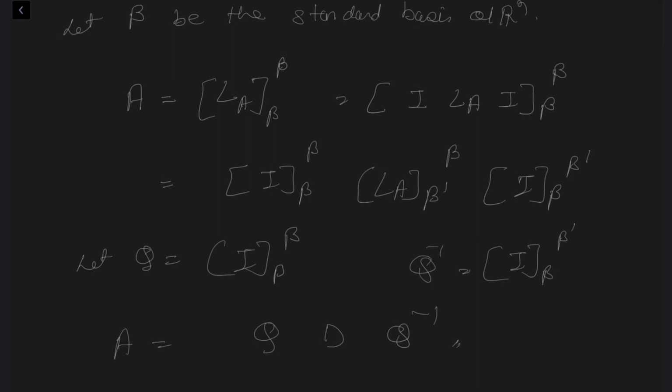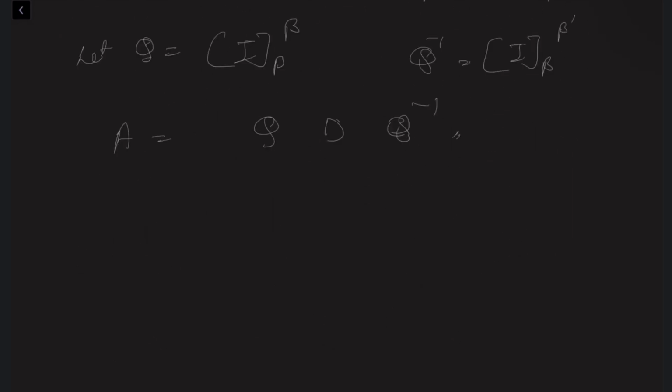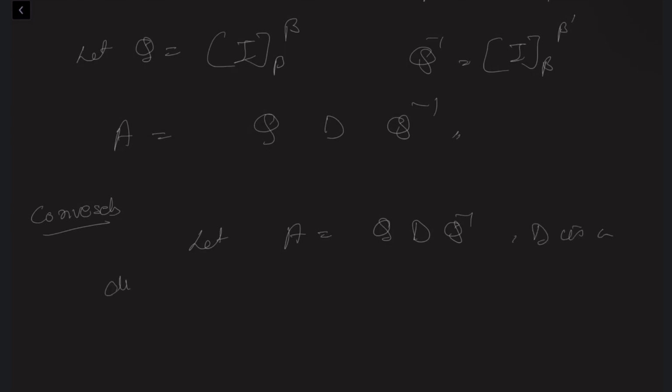So the first part is done, right? Because this is what we have to show, that there exists some matrix D and some matrix Q such that I can write A as Q D Q inverse. Fine. Now let us see the converse part. Conversely, let A have this Q D Q inverse form, where D is a diagonal matrix and Q is invertible.